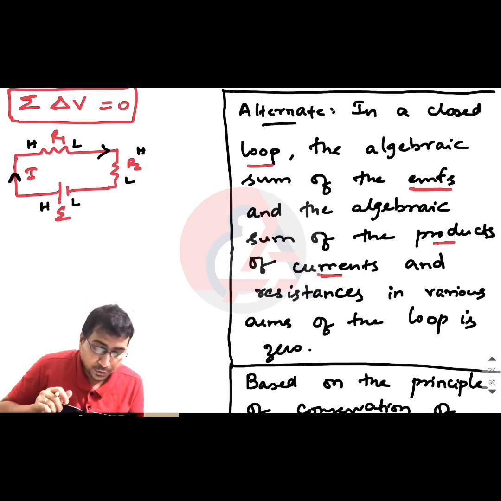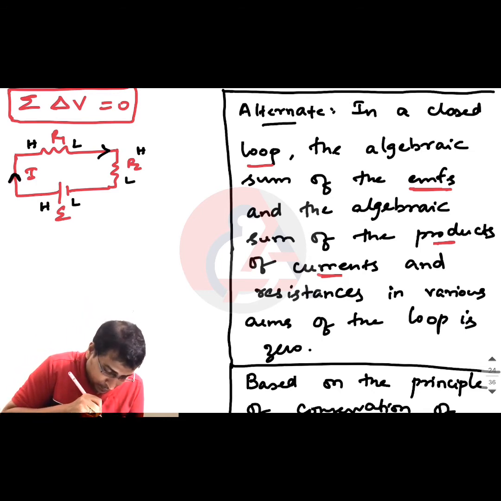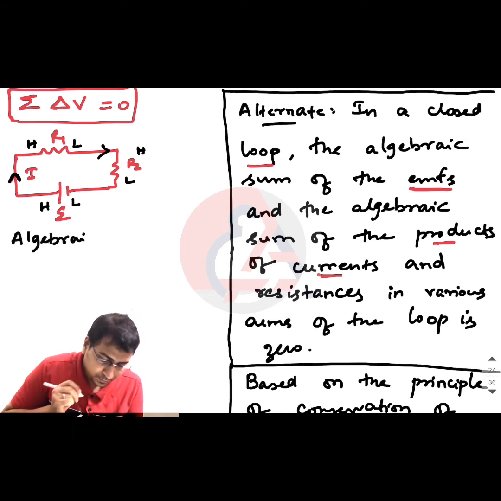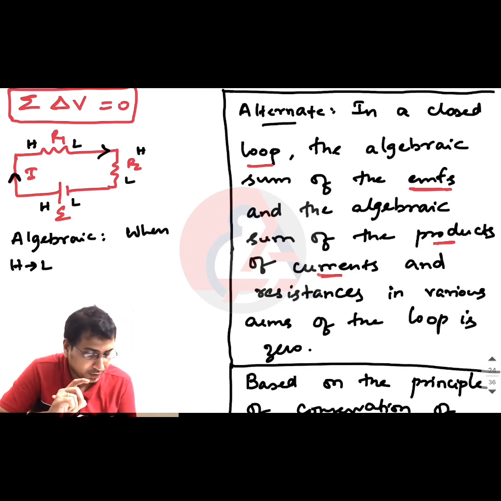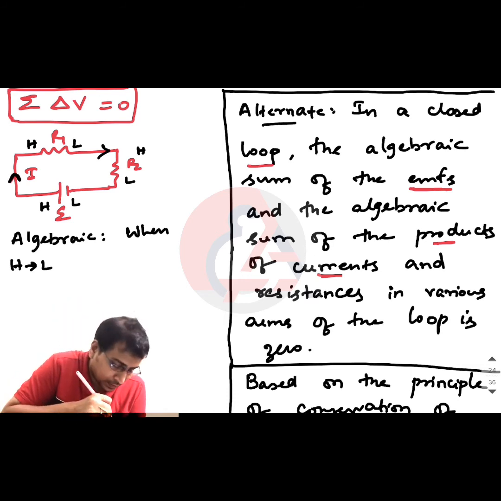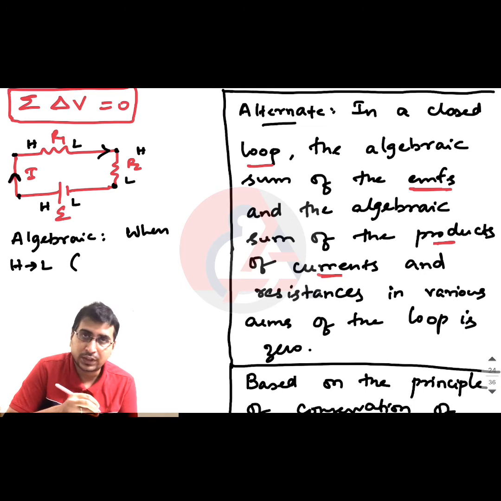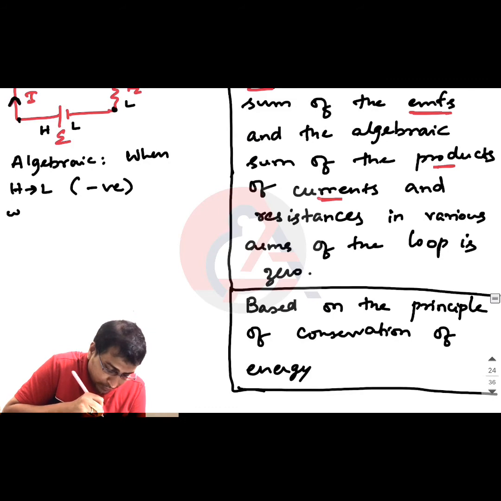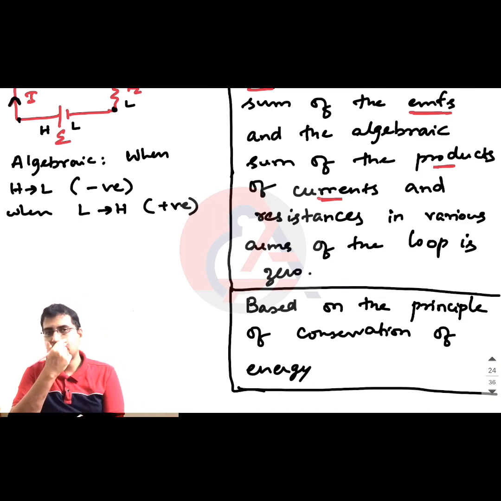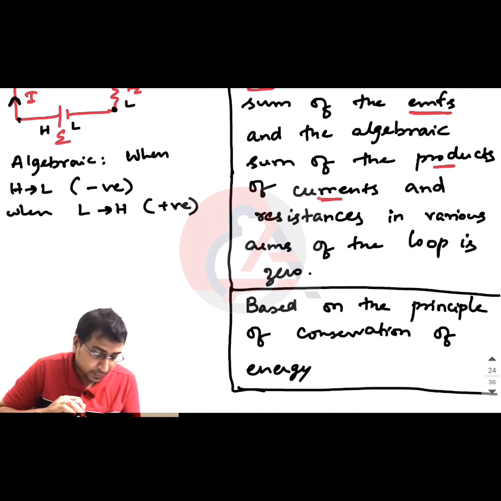So the meaning of algebraic is about moving from high to low. When you are moving, I am repeating it, it has nothing to do with the direction of current. If you are going in the direction of higher to lower potential, you tend to lose energy, so you need to write it as negative. Similarly, when you are moving from lower to higher potential, you tend to gain energy. That needs to be taken as positive. So let me show what it means.